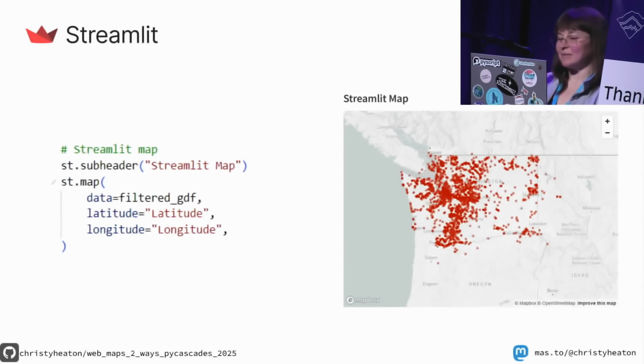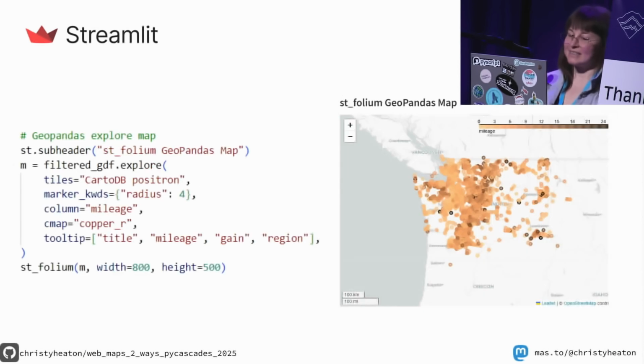Now, Streamlit does have a map method, st.map, where you can put in your data frame or geodata frame, as well as the column that contains the latitude and the column that contains the longitude. This will make a really nice map with a red dot for each of your locations, but as far as I know, you can't customize this any further. So let's use our GeoPandas explore method with the customizations I set up before.